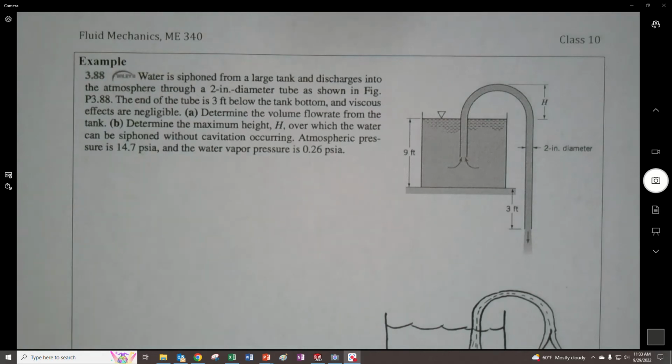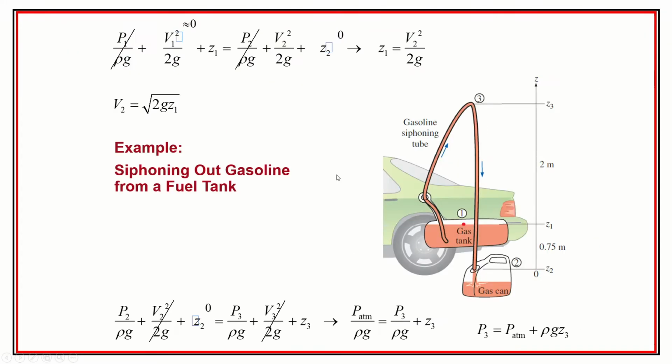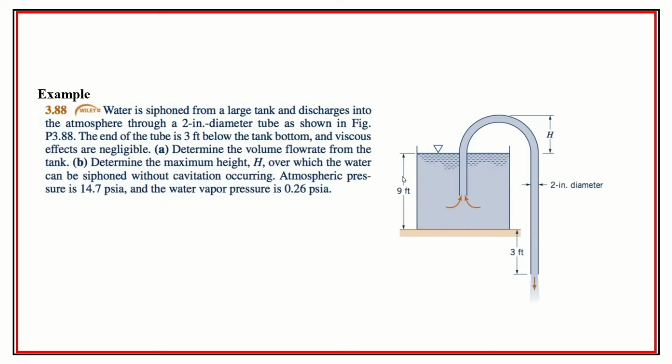Okay, so here's the last video for class number 10. Right, so this is video 5, class 10, and we're going to talk about using siphons. We can use Bernoulli to find how much the siphon. So we're going to do a problem, once again, out of Munson.